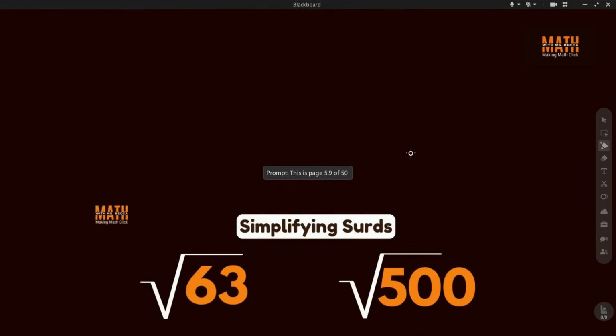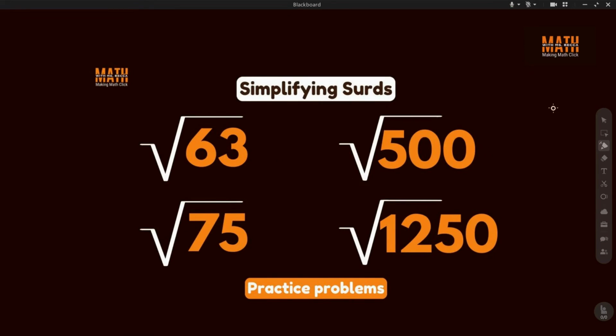Now it's your turn. Simplify these surds. The first one, root 63, then we have root 75, root 500, and root 1250. Practice these, and once you are done solving them, leave the answers in the comments. In the next video, I will explain how to simplify each of these surds.